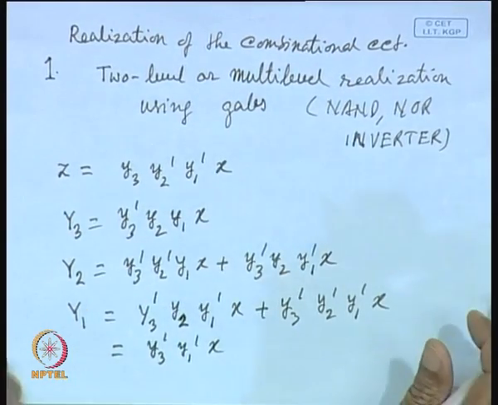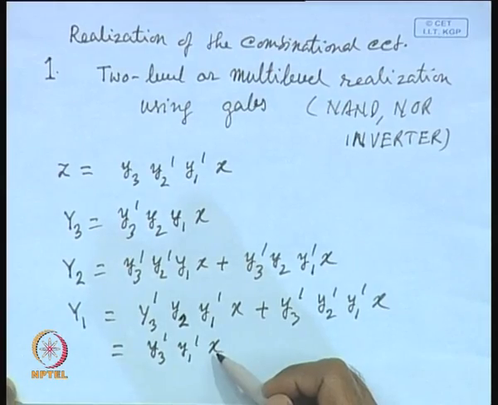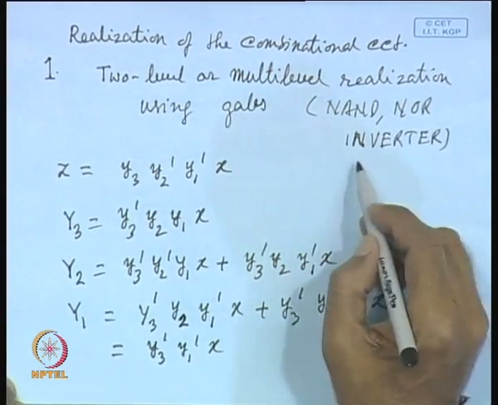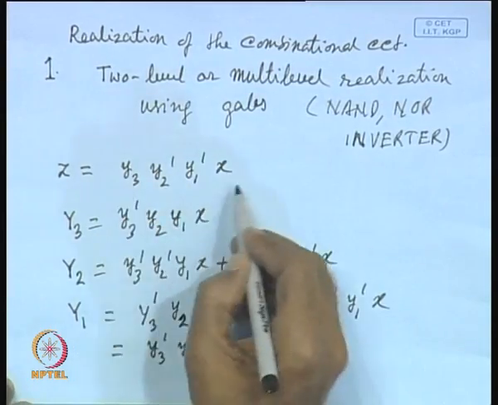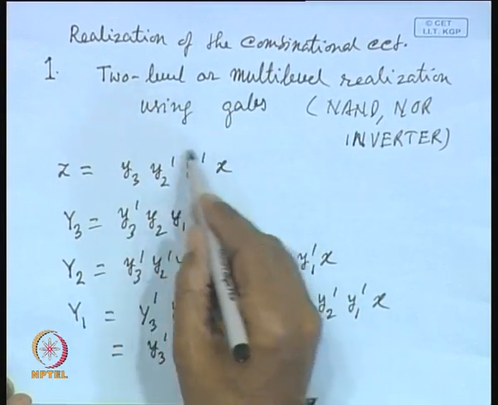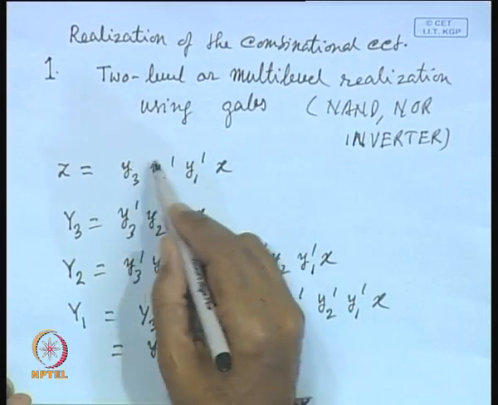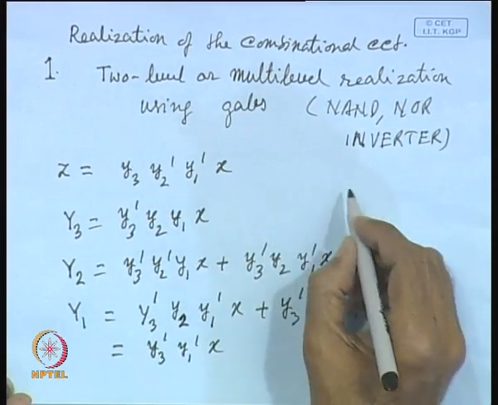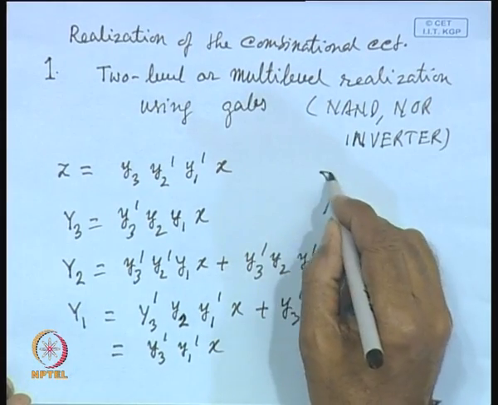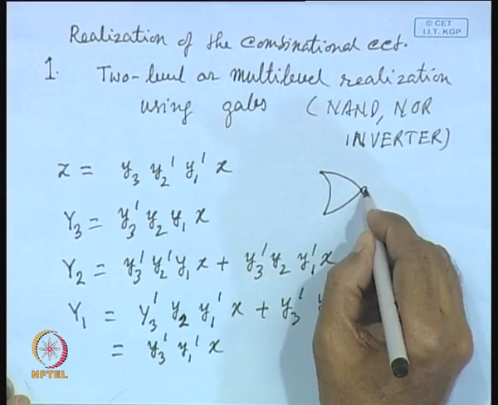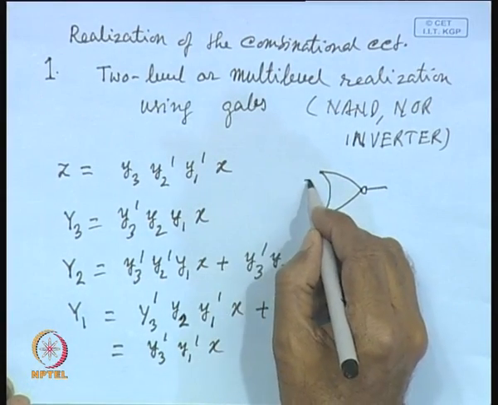Once you have these Boolean expressions, you can realize them with the help of NAND, NOR and inverter. As you know, this can be realized by a single NOR gate. So how will it be realized? You can say z will be realized by a NOR gate. There are 4 inputs.